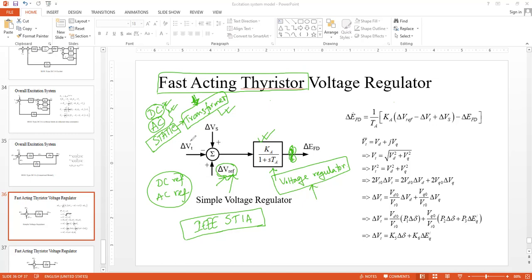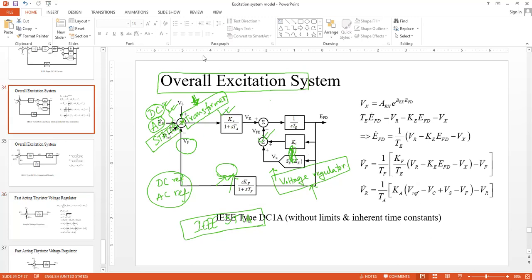So if there is any deviation, then this is the terminal voltage. Remember, instead of the terminal voltage, we were actually dealing with VC. Earlier, in the earlier diagram, we were dealing with VC here at the summing junction. So this VS was the power system stabilizer. VC was coming from the output of the compensator, the load compensator, and this was the reference input.